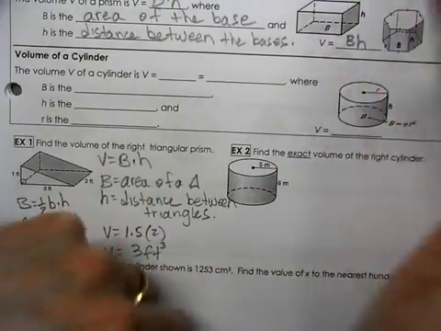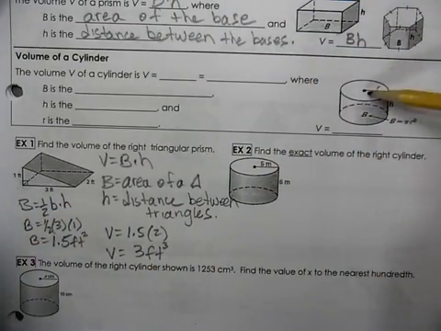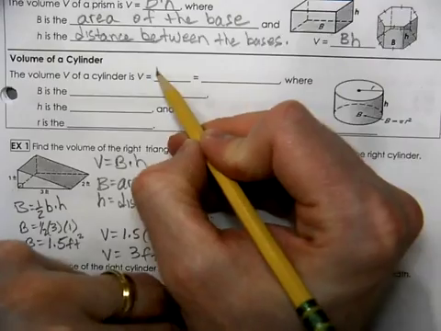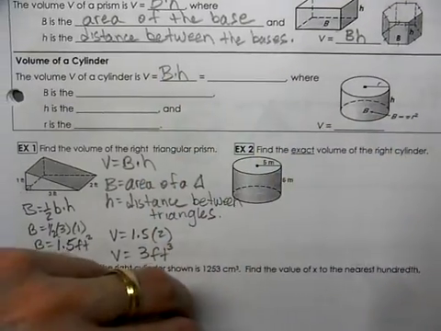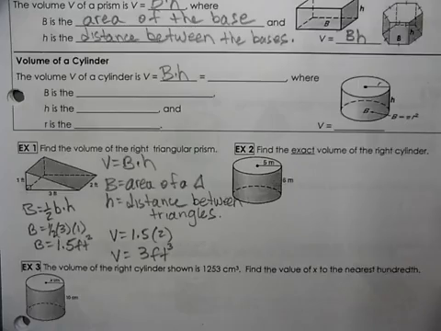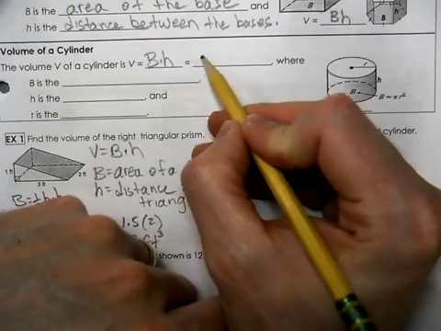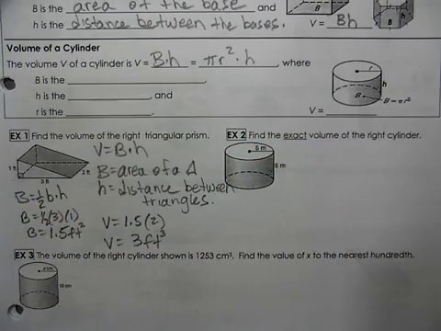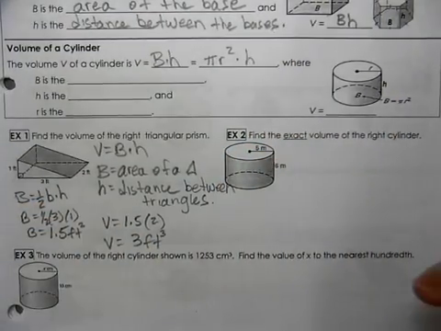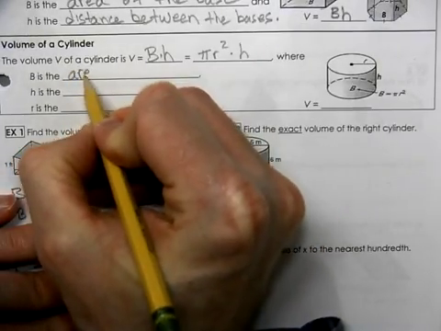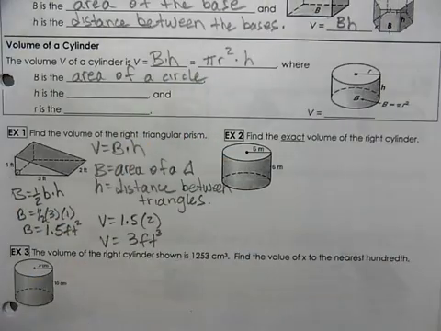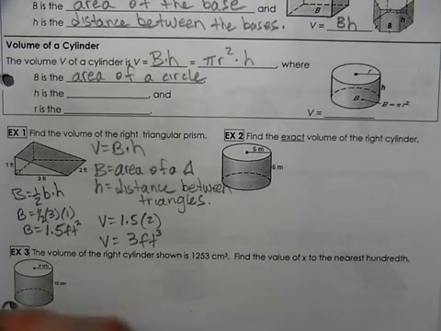Another formula we work with, which essentially uses the same formula, is a cylinder. A cylinder is like a can of soup, a pop can. It's the base times the height. Now what makes this one a little bit more unique is that the base is always a circle. So it's always pi r squared, and then you multiply that by the height. The base is going to be the area of a circle. H is the distance between the circles.